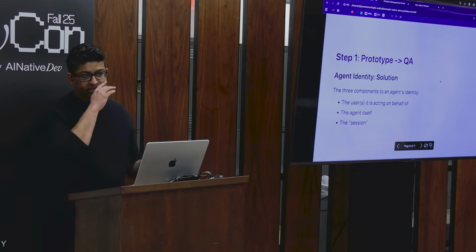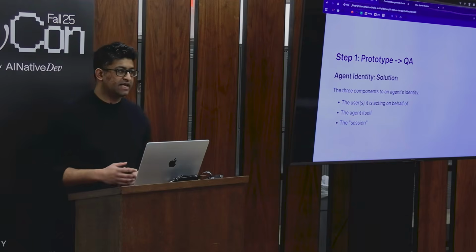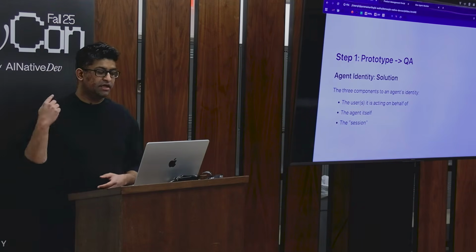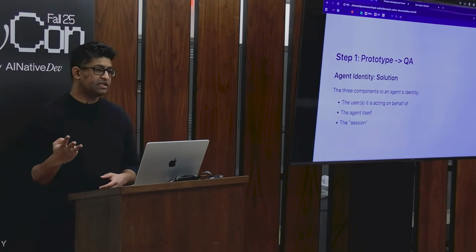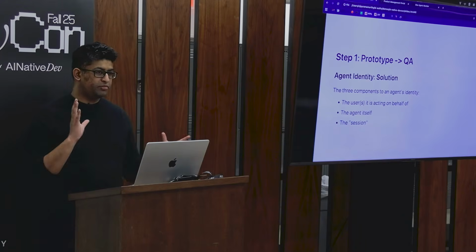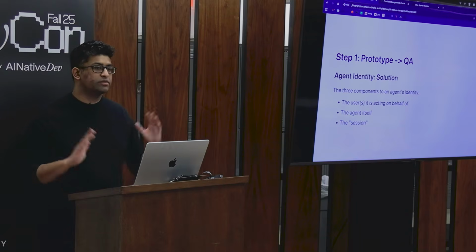So that's the solution we see for going from prototype to QA, is that the solution to agent identity is this combination of three things: the user(s) that it's acting on behalf of, the agent itself, and the session. Just like how I have session in quotes, the reason I say user parentheses s is a lot of the agents that you've seen are probably acting on behalf of one particular user, but there are also a lot of use cases out there where it's acting on no particular user's behalf or multiple users' behalf.